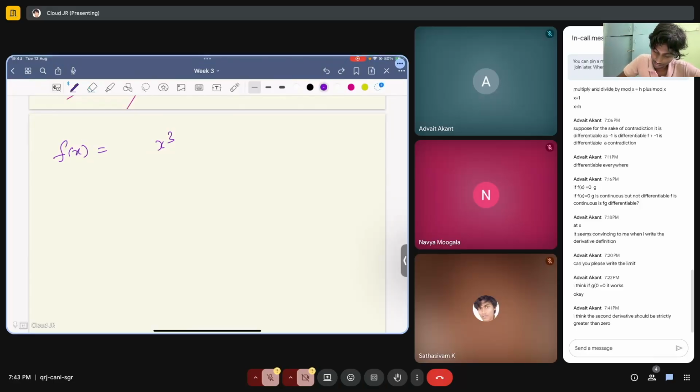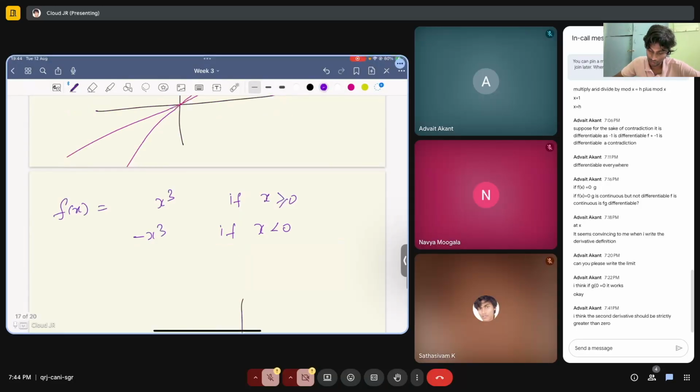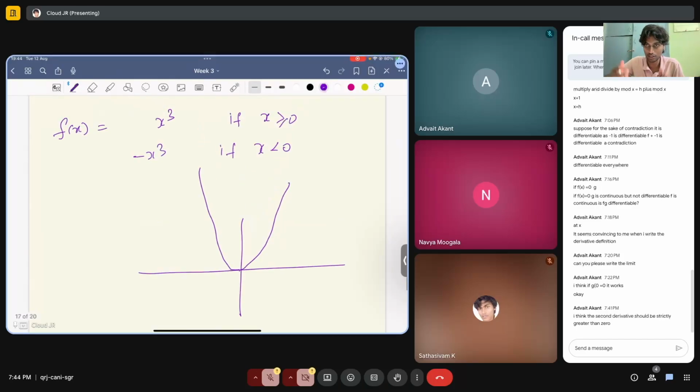If x is greater than or equal to 0, or minus x cube if x is less than or equal to 0, or less than 0, doesn't matter. If you want to draw the graph, how the graph looks, here you have this function, and I'm taking the minus. So my function will look something like that. It's not exactly the parabola, but it goes faster than the parabola, something like this.